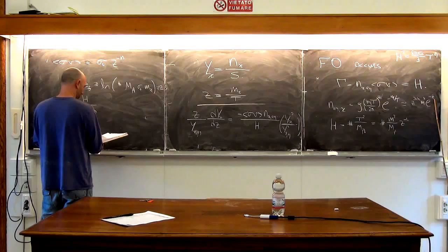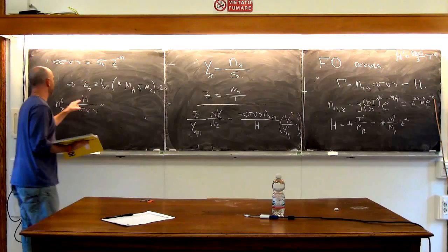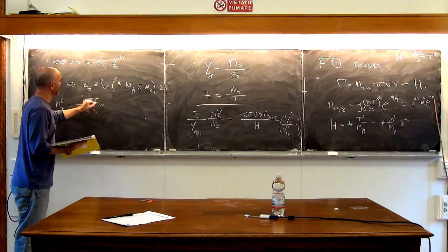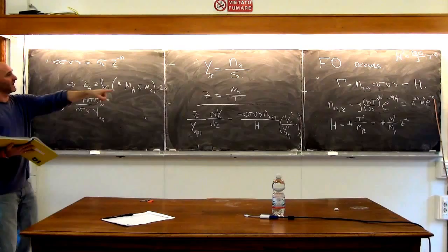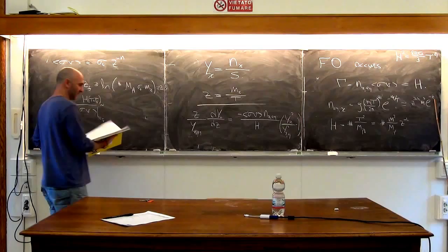So the number density again, I can plug in. Now, H at freeze-out is the H at T equals T freeze-out, and again sigma v at T equals T freeze-out. We can just plug in the numbers. So let me tell you what the answer is.